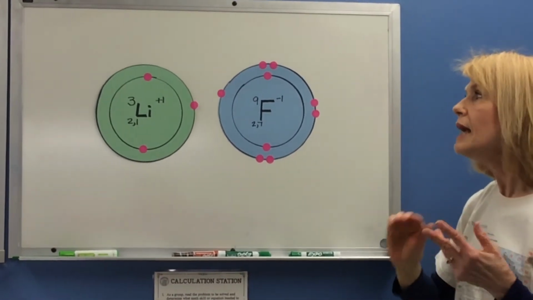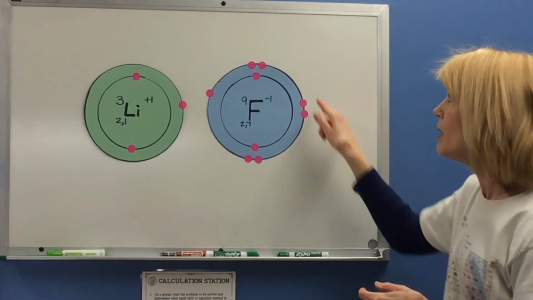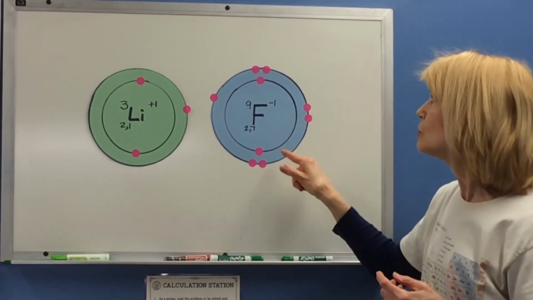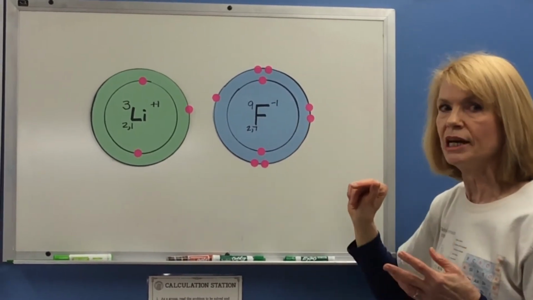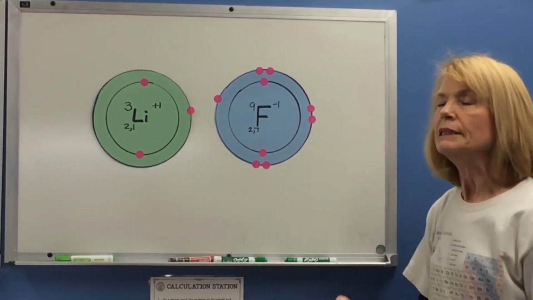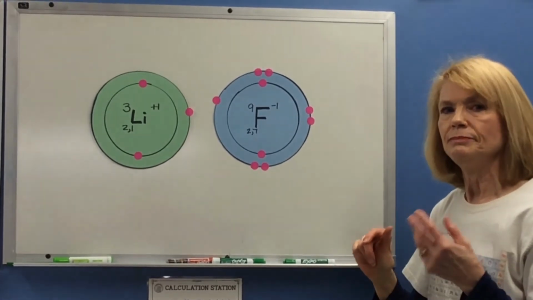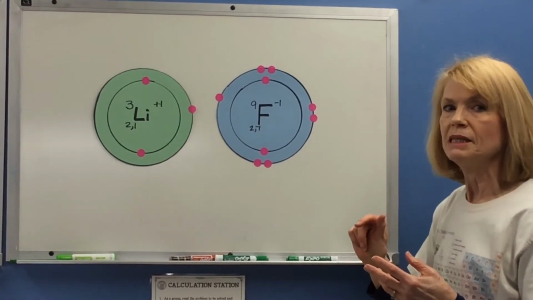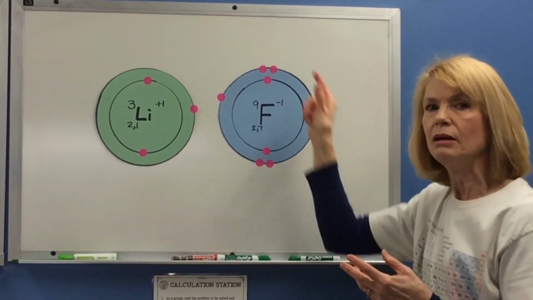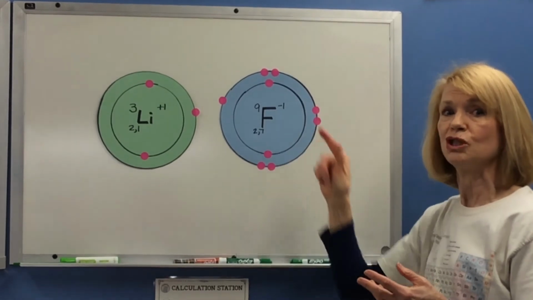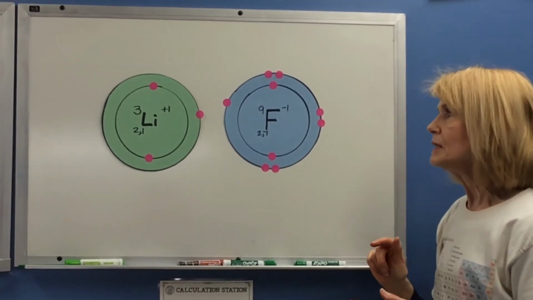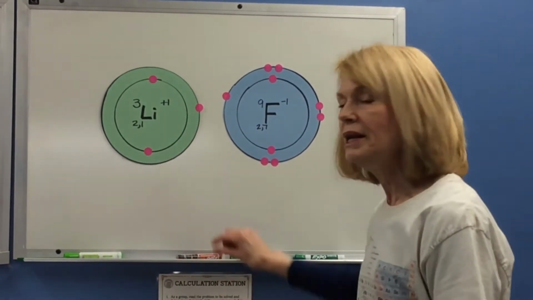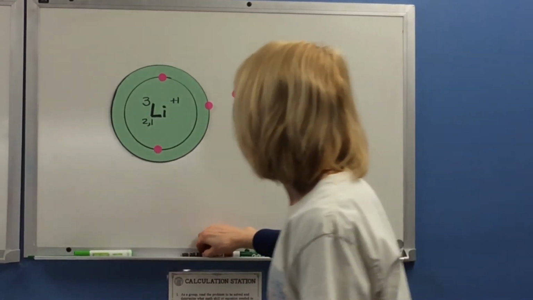Okay? The only electrons that we're really going to worry about are the ones in the outermost shell, because those are the ones that move. The electrons in the inner shells stay put. In most cases, there's some weird things that we're not really going to get into, but for our purposes, the electrons on the inside stay put. The only electrons that move are the ones in the outermost shells.